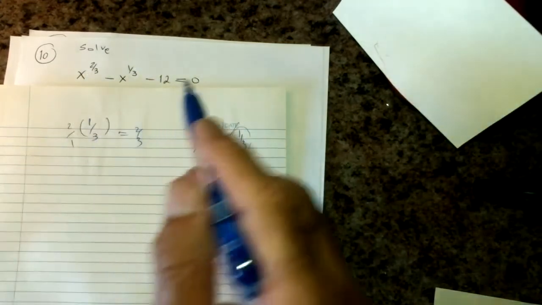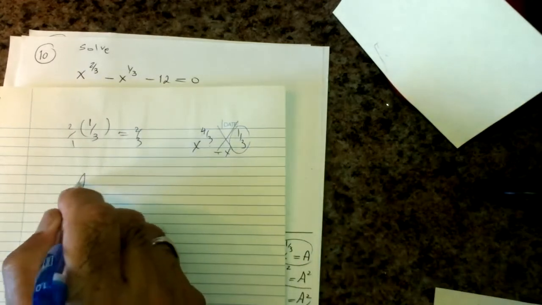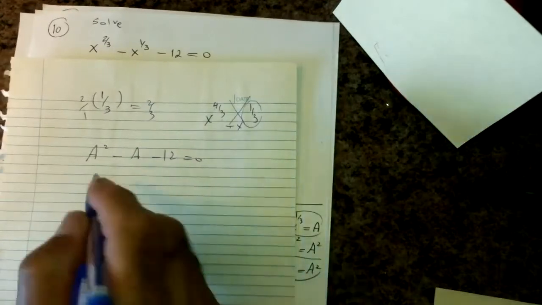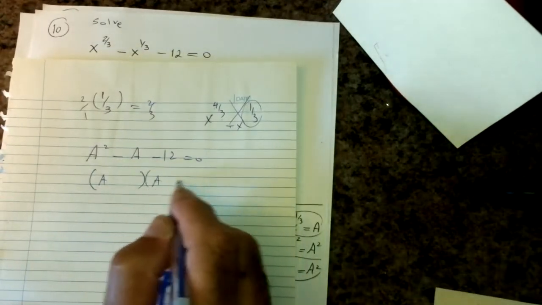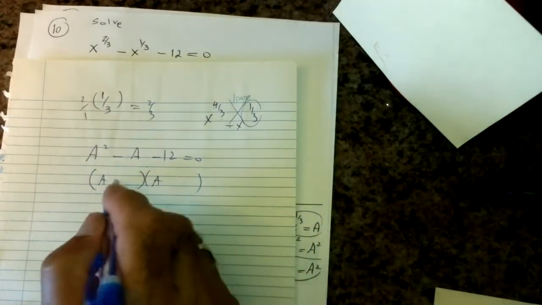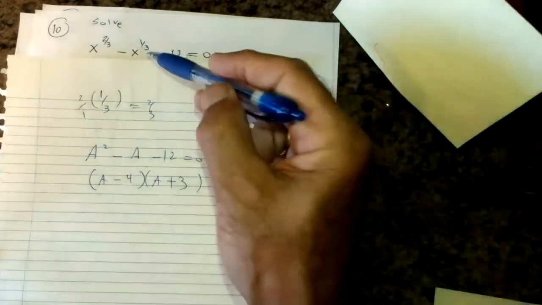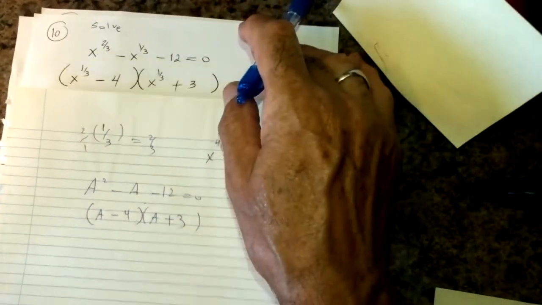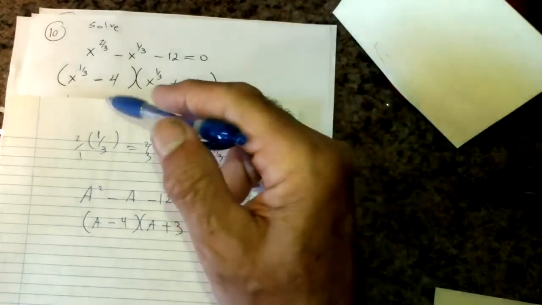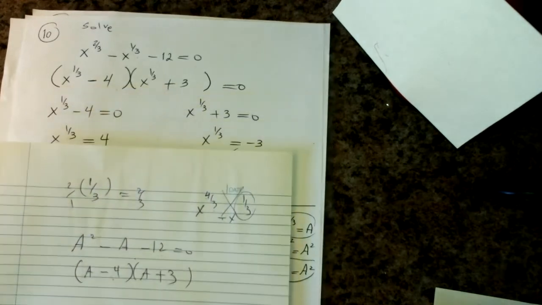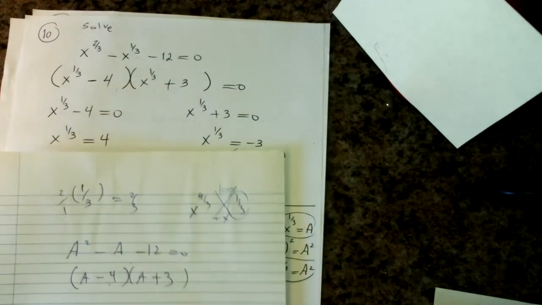So in that case, what would we do? If you have A^2 - A - 12, how would you solve these problems? Don't you put A on each, and then you find two numbers with multiplication -12, so it's -4 plus 3, right? Same thing. You put this x^(1/3) on each parenthesis, look. And then you put this -4 and 3 here. And then you take each parenthesis and set it equal to 0.